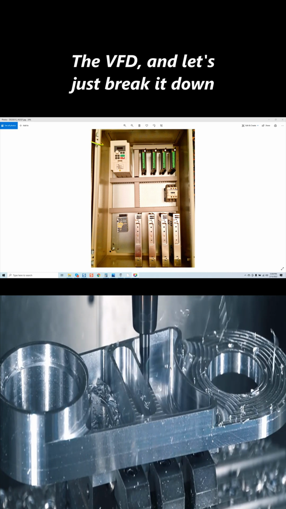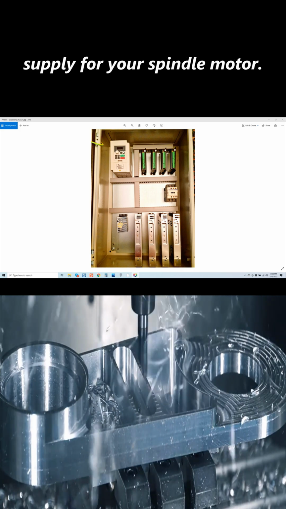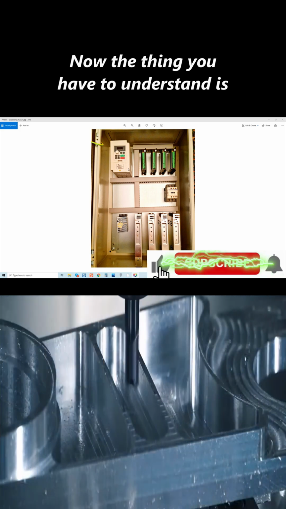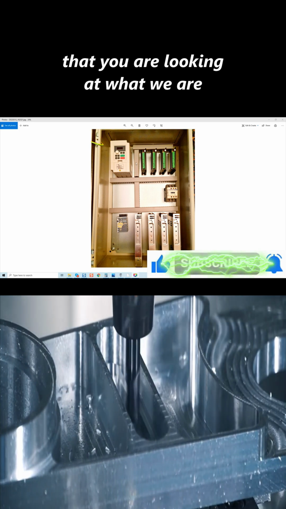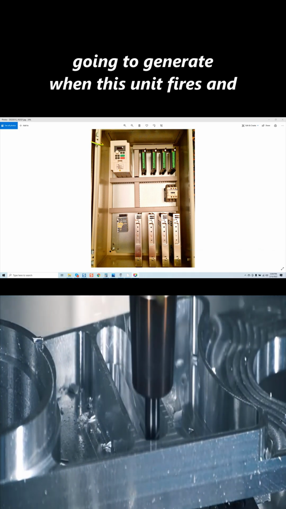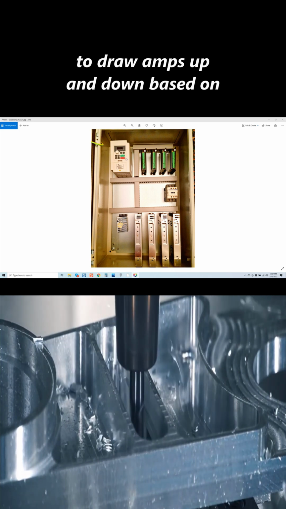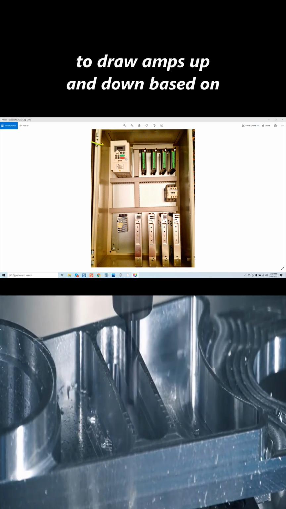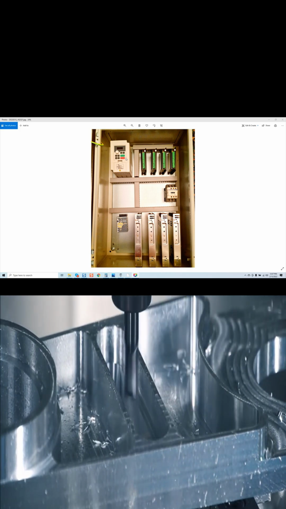The VFD, and let's just break it down to what it is, it's essentially a power supply for your spindle motor, okay? Now, the thing you have to understand is that you are looking at what we are going to generate when this unit fires. And of course, the spindle motor is simply going to draw amps up and down based on the resistance it's put under. It's basically just a regular AC motor, okay?